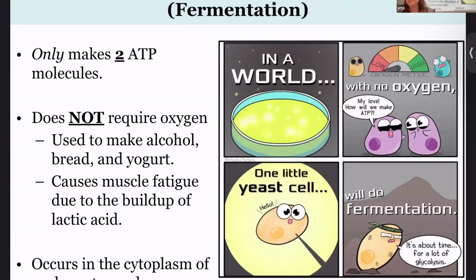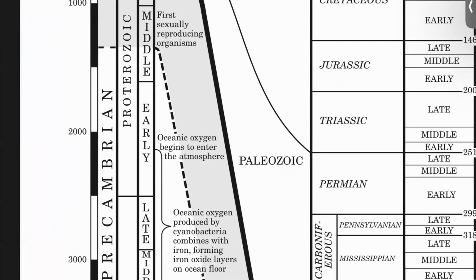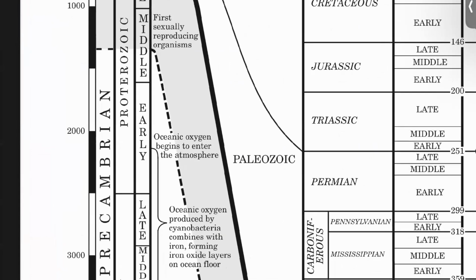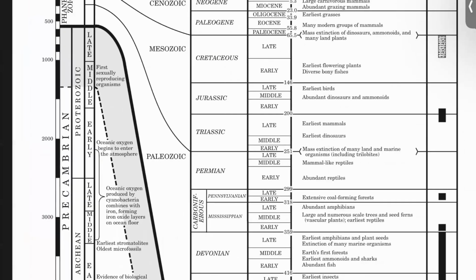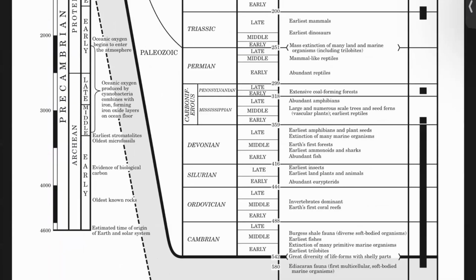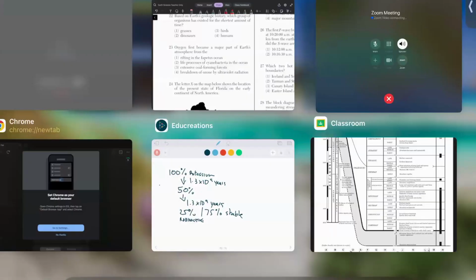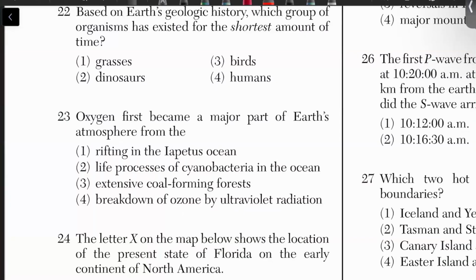And this is why. 2 billion years ago, right? So the question is, what happened during that time? Okay. You have an answer, you said? Life processes of cyanobacteria in the ocean.